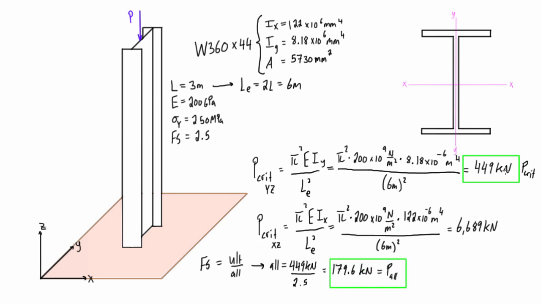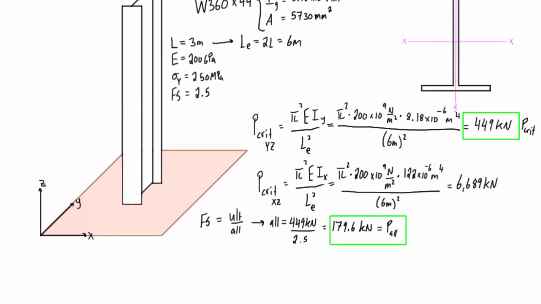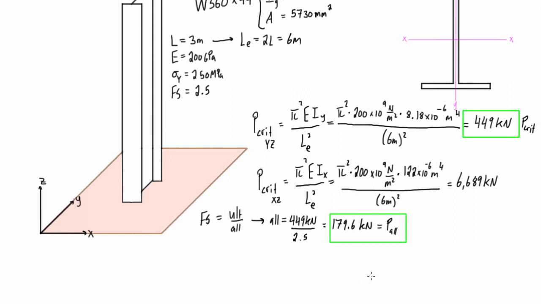All right, so we found our actual P critical and we found our P allowable. One other thing we should do is check that this column is not going to yield before it buckles. It's a pretty fast check. We know that our yield stress is equal to 250 megapascals, but the stress is also equal to force over area, and this is the force that is going to cause us to get yielding.